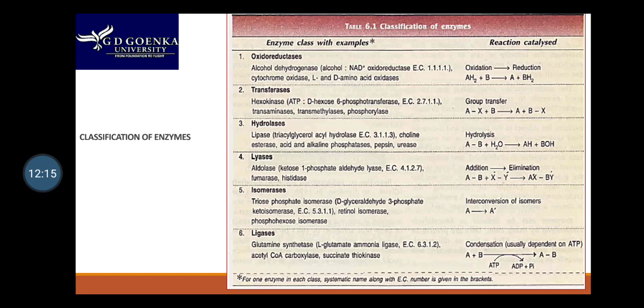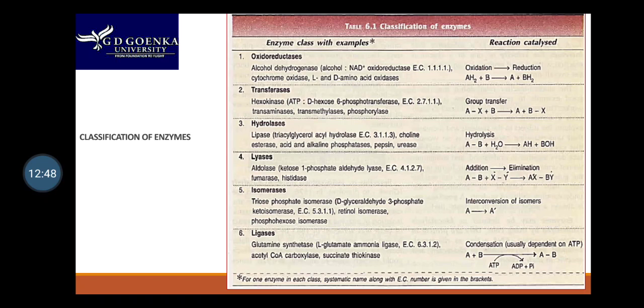Isomerase. Here examples are triose phosphate isomerase, ketoisomerase, retinol isomerase, phosphohexose isomerase. This class of enzyme causes the interconversion of isomers, like A becomes A dash. So there is no change in the molecular formula, just a change in the structure because of the change in the position of a hydrogen or hydroxyl group from one carbon to another carbon.